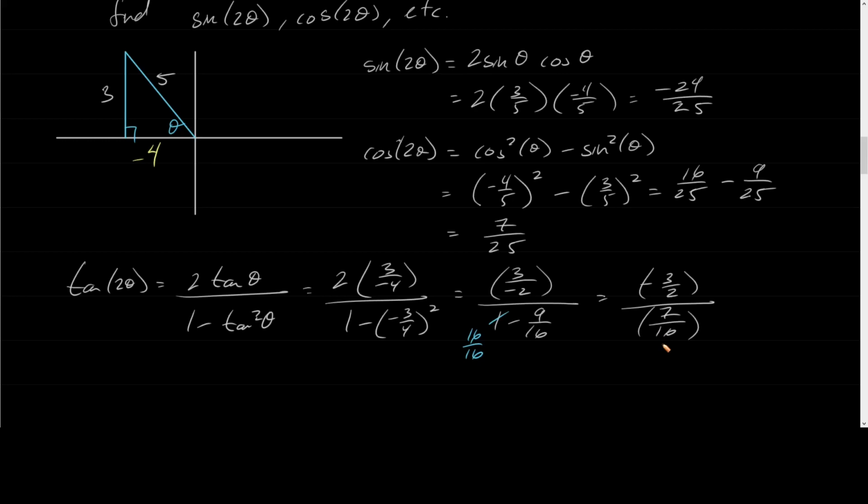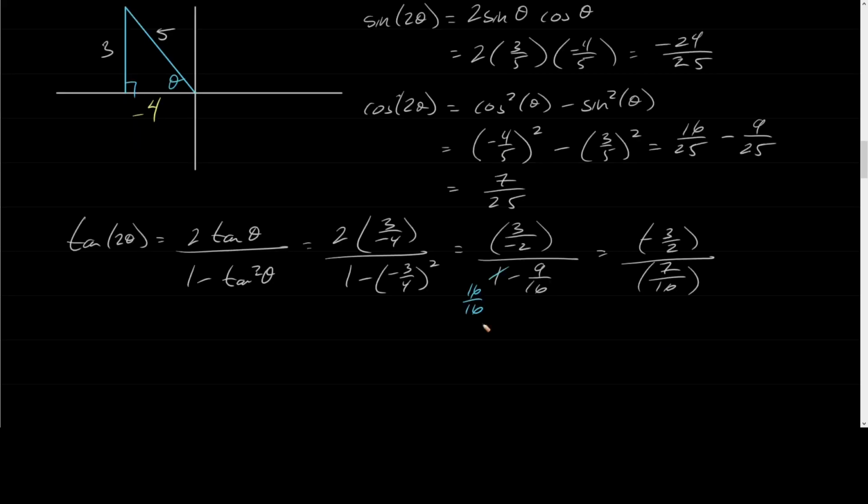All right. And at that point we say, well, we've got a fraction being divided by another fraction, so that's the same thing as multiplying by the reciprocal of the second fraction. At that point we see that these reduce, and we have negative 3 times 8 is negative 24, and then 1 times 7 is 7. So we get negative 24 over 7.